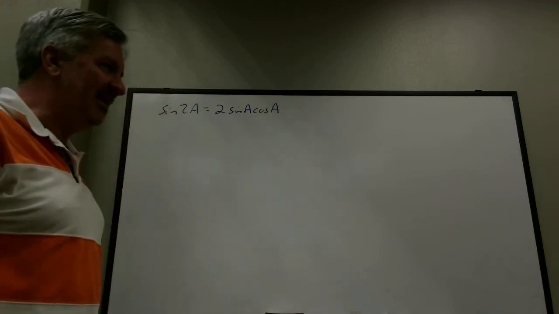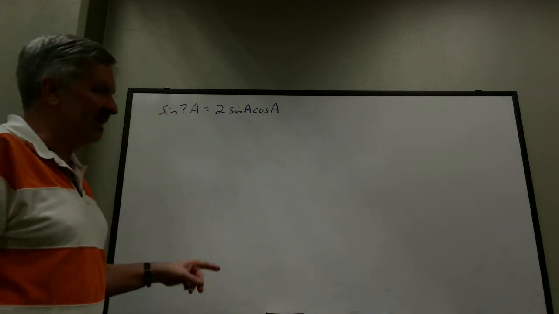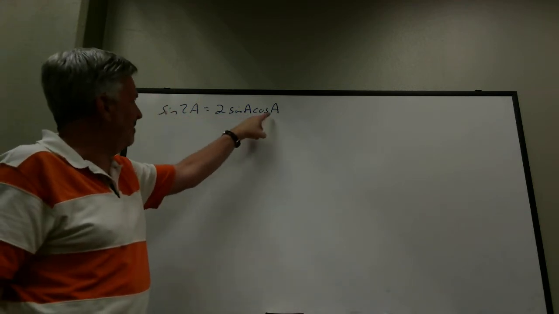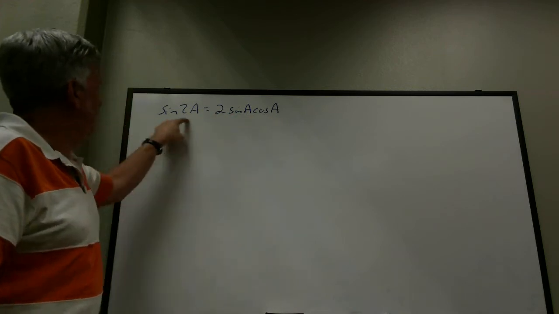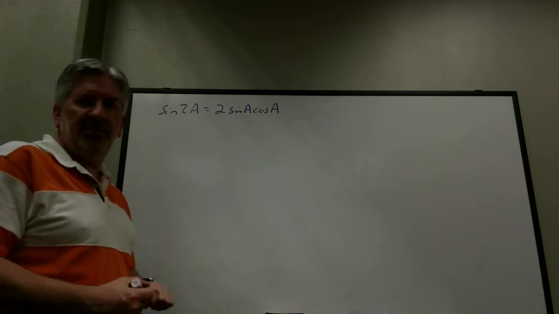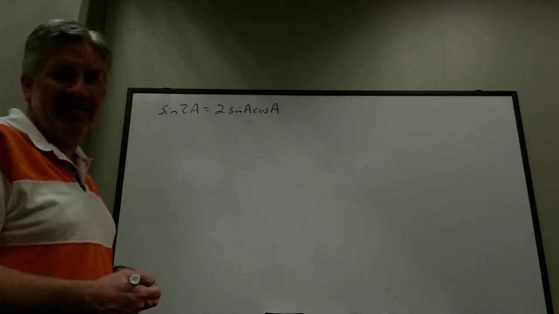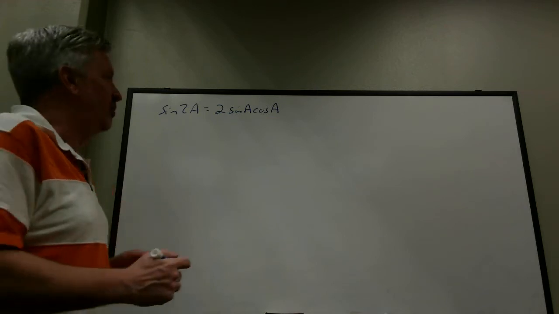And again, what does an identity mean? If I pick your favorite angle in degrees or radians and put it here and here and here, that will equal that. Okay, so let's prove this is true. So remember from section 5.2, how do you prove an identity? You start on one side and work your way to the other.